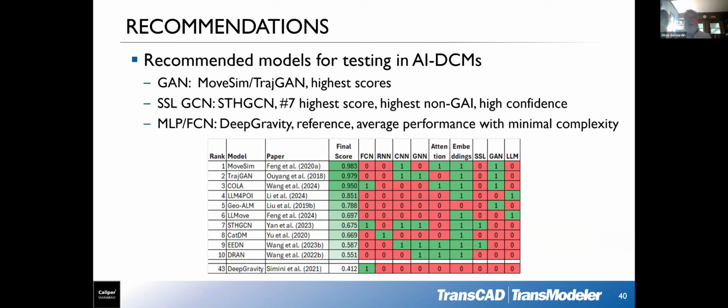So beyond that, in terms of the architectures that we're testing, again based on the meta-analysis, we're testing three groups of neural network architectures within that TB-ResNet AI DCM framework. One is a generative adversarial network based on MoveSim and TrajCAN. Another is based on the highest performing non-GAI neural network architecture. And the third is deep gravity, which is our baseline reference for comparison.